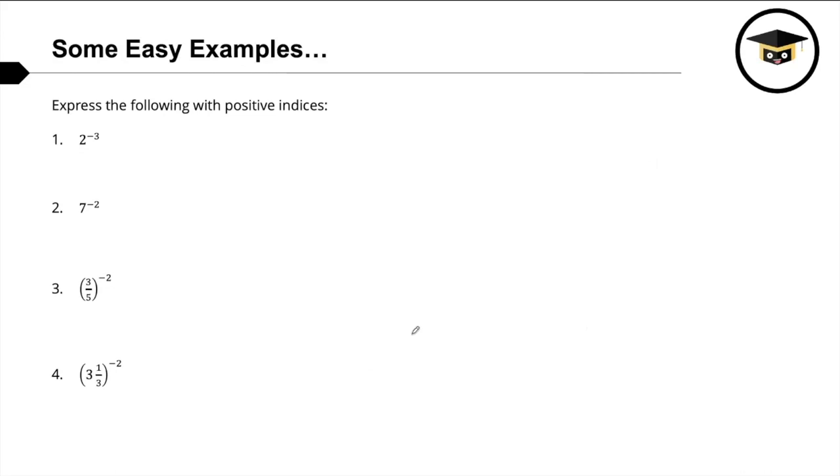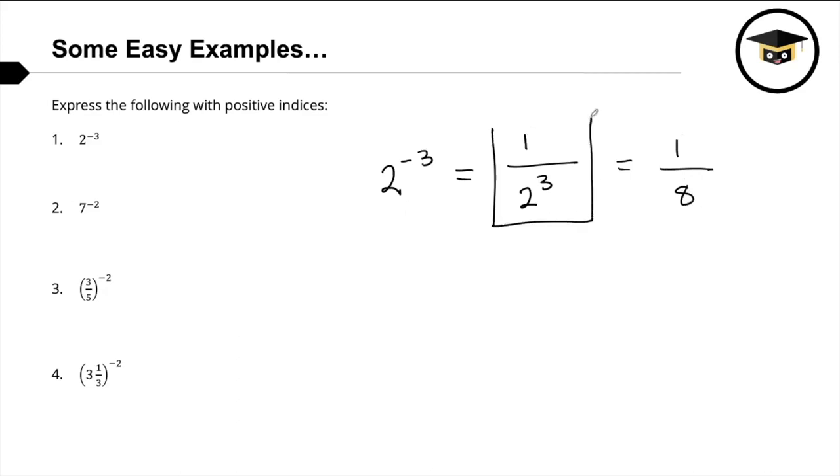All right, so let's go through question 1. First, we want to express the following with positive indices. So 2 to the power of negative 3 is equal to 1 over 2 to the power of positive 3. Now, I could technically say it's equal to 1 over 8 because 2 to the power of 3 is 8, but I think we want to leave the answer as this just because the question asked for positive indices. So we want to keep the index there.